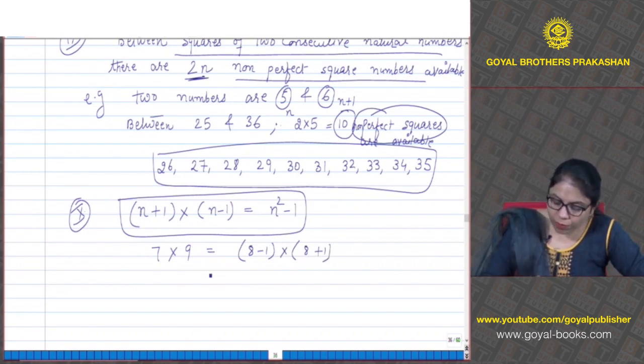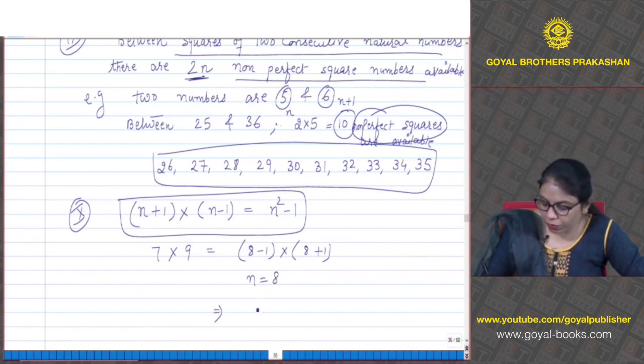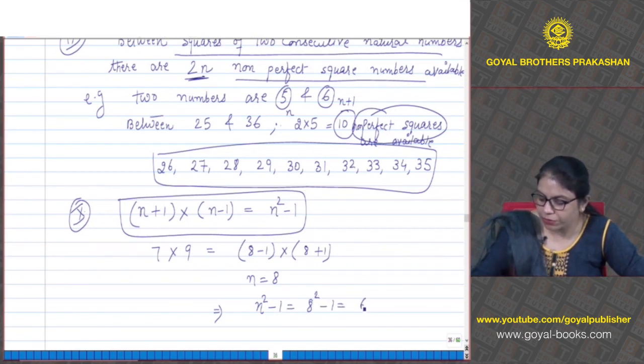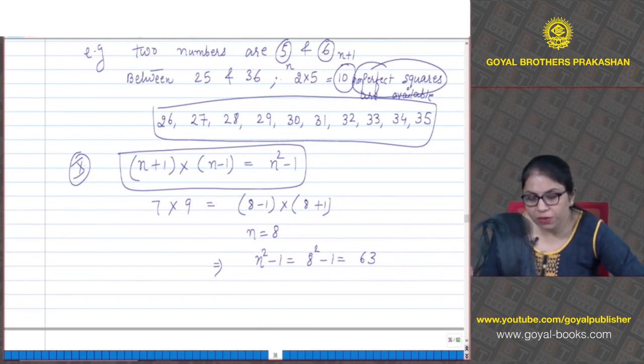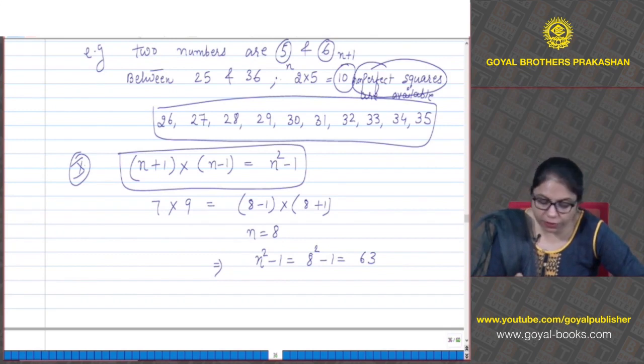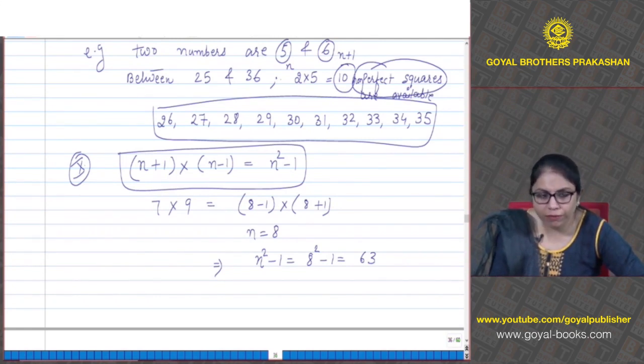See, what's the property? (n plus 1) multiplied by (n minus 1). So in this case, what is n? n is 8. And how can we find its value? We can find n square minus 1. That means 8 square minus 1, which is 63. So if we multiply 7 by 9, we will get 63. And the other way of finding 63 is to express it in this form, (n plus 1)(n minus 1), and you can apply this formula n square minus 1, and in this way you can find the value.